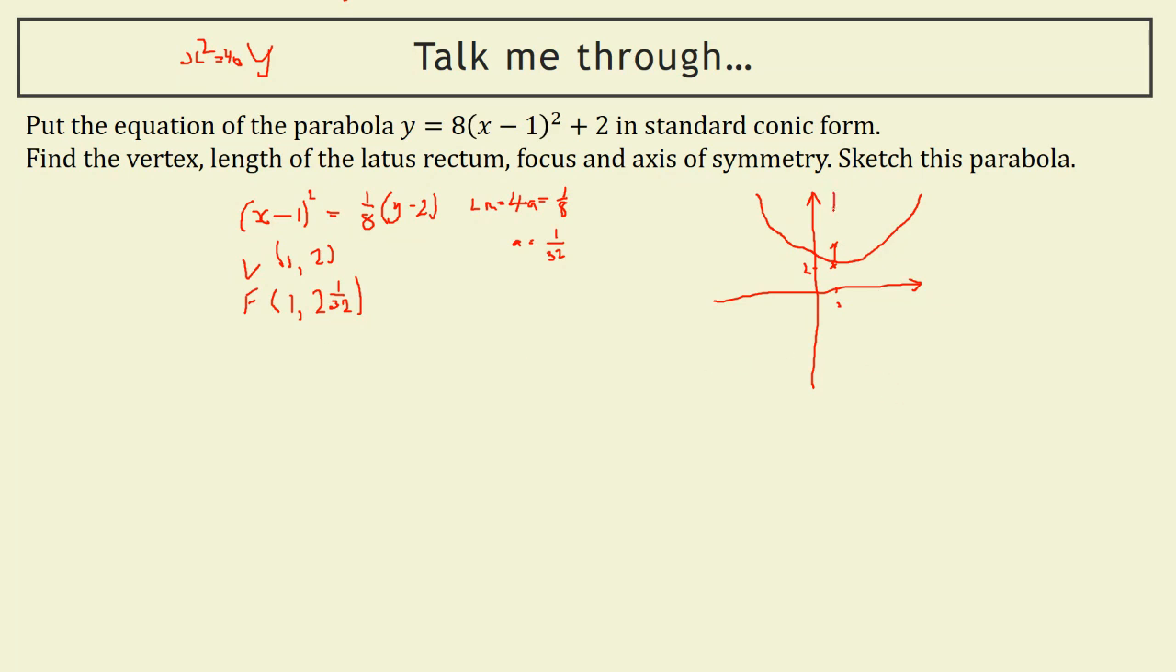The axis of symmetry is this thing, isn't it? What's this equation? X is 1. Yeah? Done.